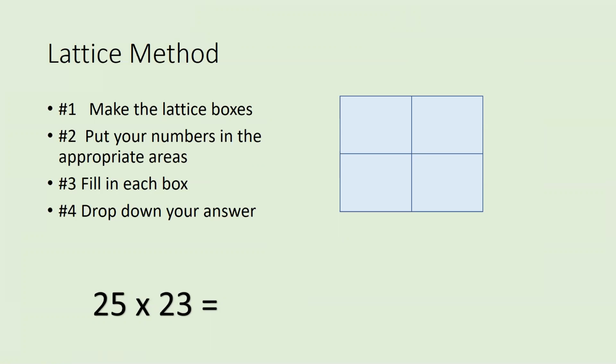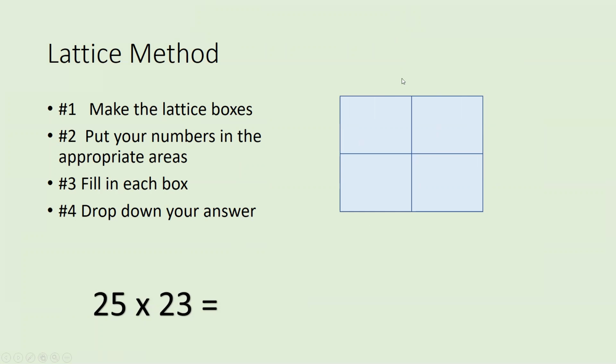So let's come up with a random question like 25 times 23. 25 times 23. The first thing you do is you make your boxes. So what you're going to do is you're going to make one large box and then break it into 4 boxes, right? Because it's a double digit by a double digit.